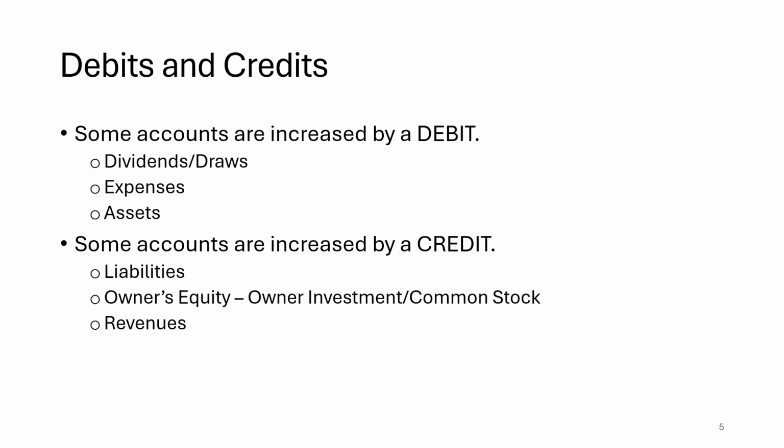Some accounts are increased by a debit. Those are going to be your dividends, expenses, and assets. So if these are increased by a debit, that means that they will be decreased by a credit. Some accounts are increased by a credit. These are liabilities, owner's equity, and revenues. So if these are increased by a credit, that means that they will be decreased by a debit.